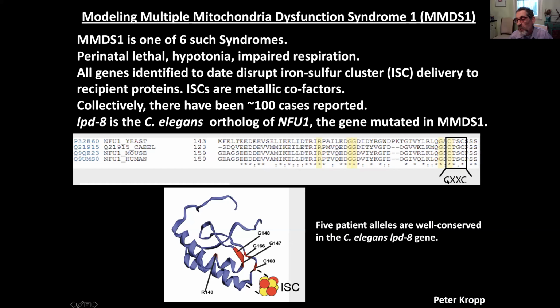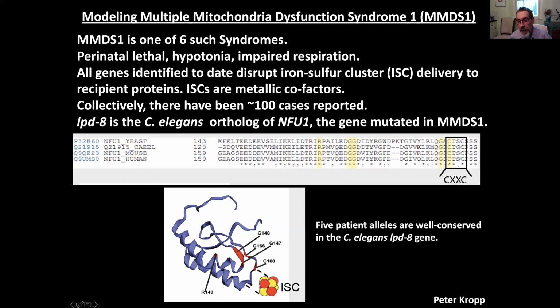This is the iron-sulfur cluster binding domain, and you can see it's conserved. And marked in yellow are all the patient alleles that are disrupted in the C terminus between yeast, worm, mouse, and human. And shown here is just a ribbon diagram showing that all these patient alleles are really intimately associated with the domain that binds these iron-sulfur clusters and thus delivers them to recipients.